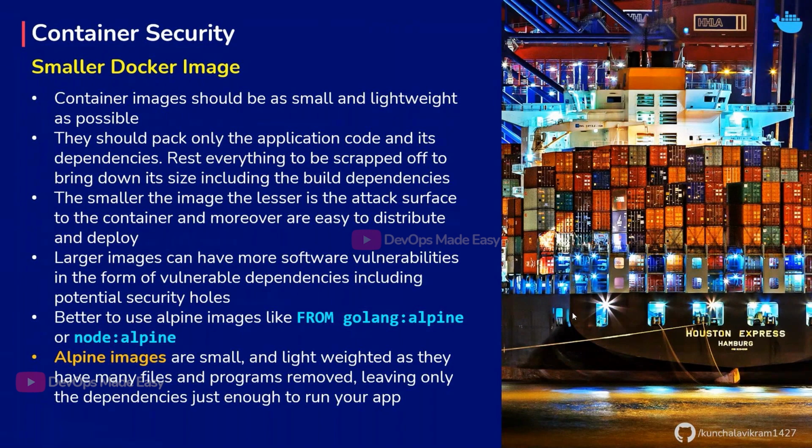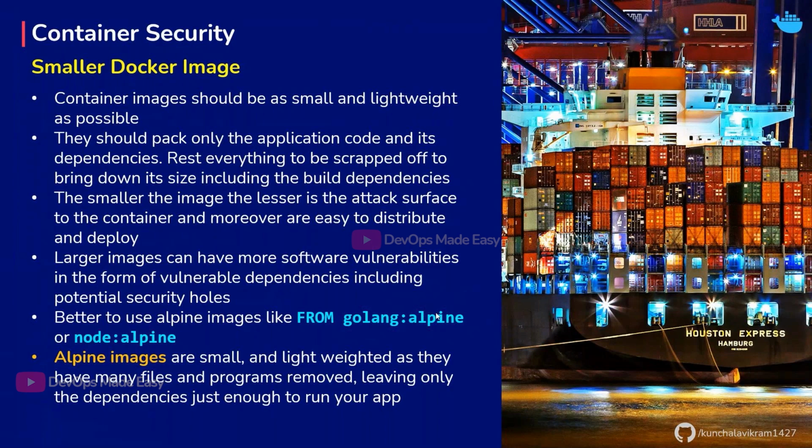We should always look for the Alpine version of Golang images. Alpine images are smaller and lightweight as they have many files and programs removed. If I take the case of Golang latest, or anything which is larger, if you see the tags, mostly the latest tag will be some 330 MB. But if you go for the Alpine version of the same Docker image, it will be much smaller, like 20 MB or 30 MB. Both Golang latest and Golang Alpine will run your application, but the utilities and dependencies which they are packing might differ.